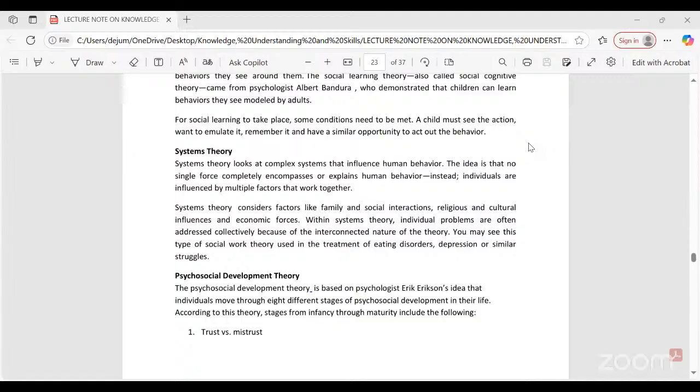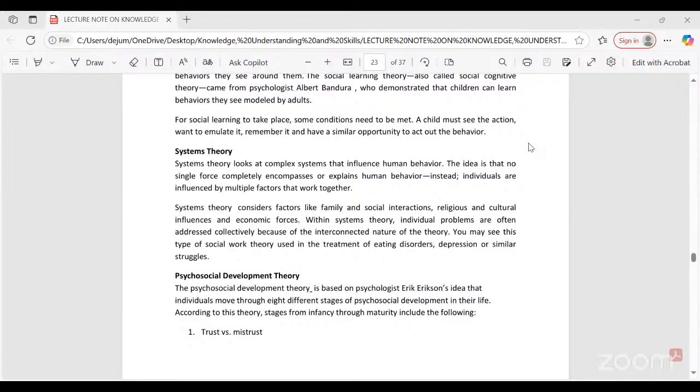System theory looks at complex systems that influence human behavior. The idea is that no single force completely encompasses or explains human behavior. Instead, individuals are influenced by multiple factors that work together. System theory considers factors like family and social interaction, religious and cultural influences, and economic forces. Within systems theory, individual problems are often addressed collectively because of the interconnected nature of the theory. You may see this type of social work theory used in the treatment of eating disorders, depression, or similar struggles.